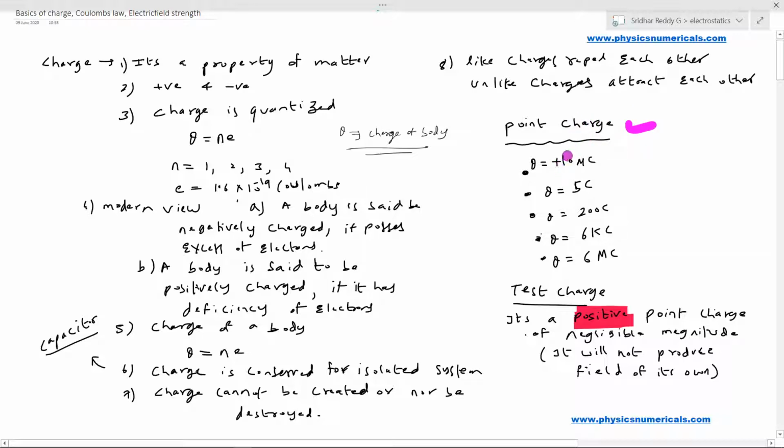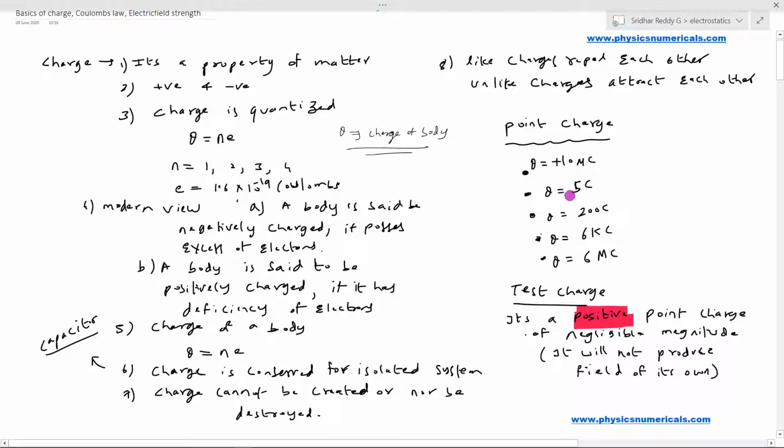What do you mean by a point charge? Like 10 microcoulombs, I say. What is a point which will not have volume? How do you define a point geometrically? Where the volume is 0. So a point charge will not have any volume. So it's an idealization. 10 microcoulombs. Point charge doesn't mean negligible magnitude of charge.